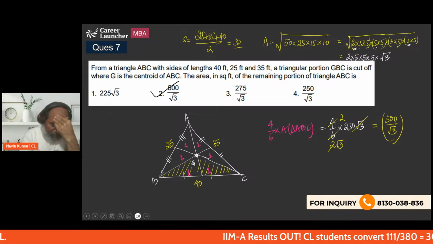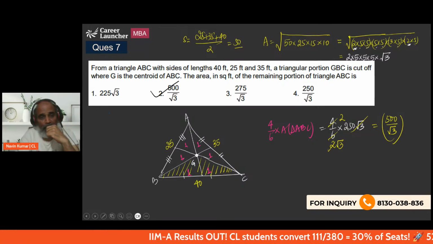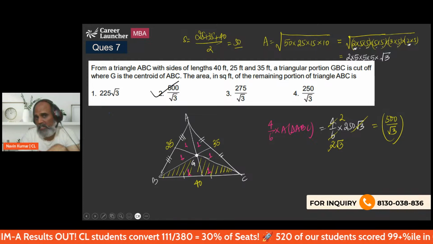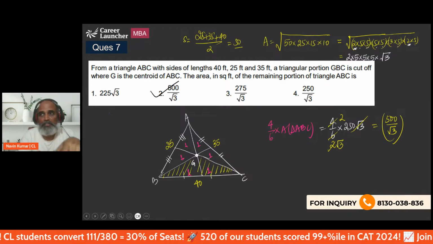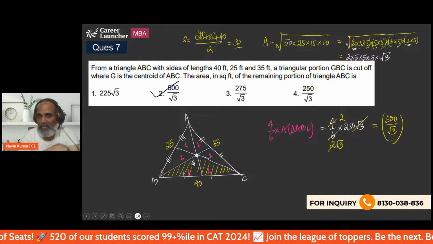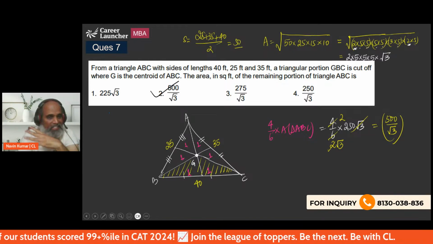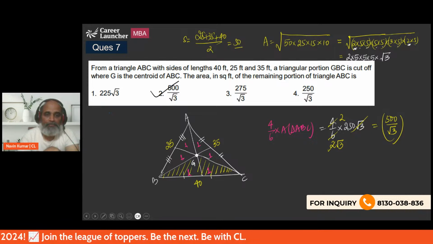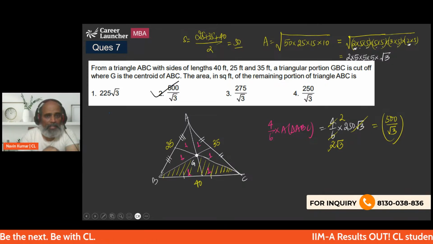So the best way to go about this was using Heron's formula. Unfortunately, the 3 numbers given to us do not fall in any category of forming Pythagorean triplets, or if we break down 40 into 2 parts such that we get 2 triplets, that was also not possible. So this would be the right way to go about this.